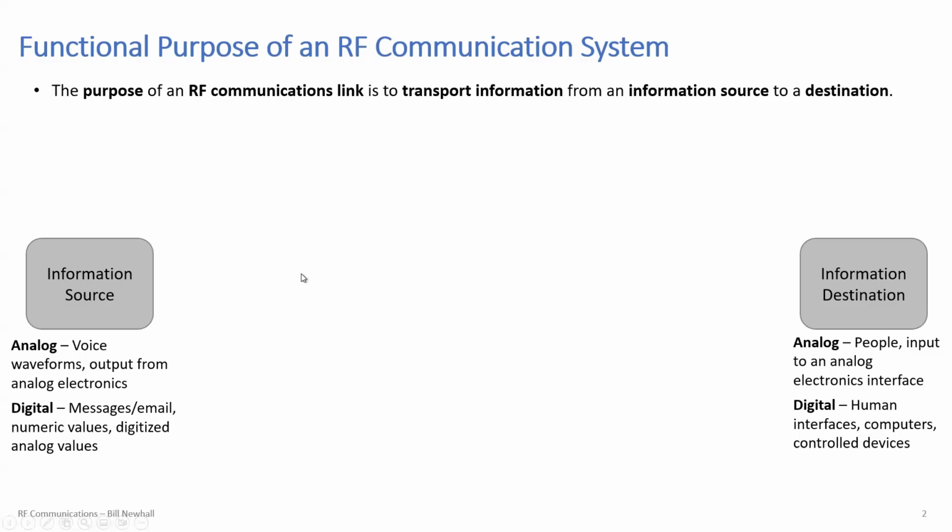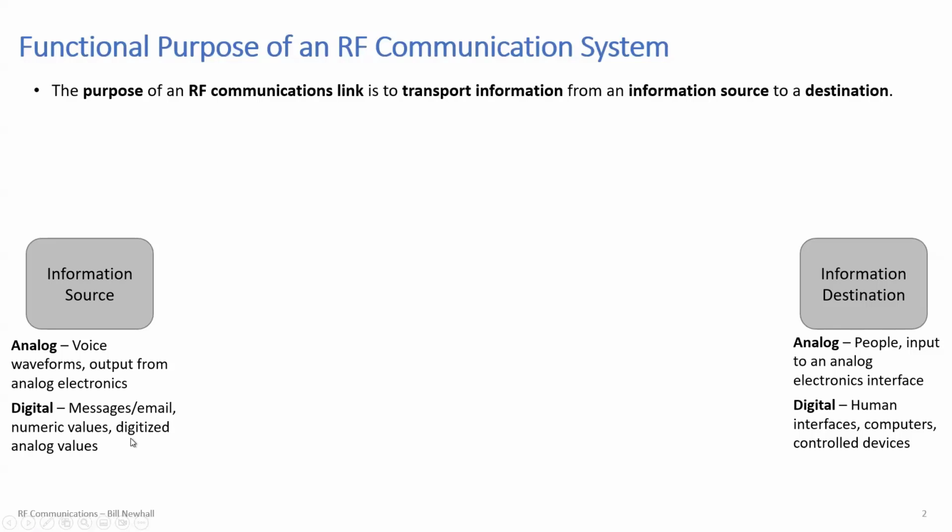So the information source might be voice waveforms. It might be music waveforms. It might be an analog output from analog electronics. So we talked about analog versus digital, but you could have information in the form of analog waveforms that you want to get to the destination. And you can also have digital sources. So you might have messages, you might have email, you might have numeric values that you're trying to transport from one place to another over RF.